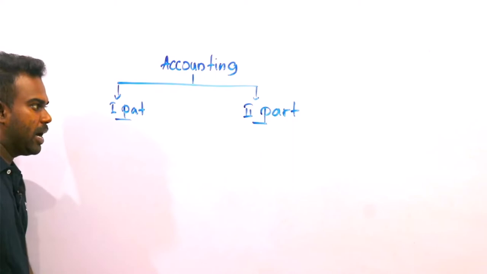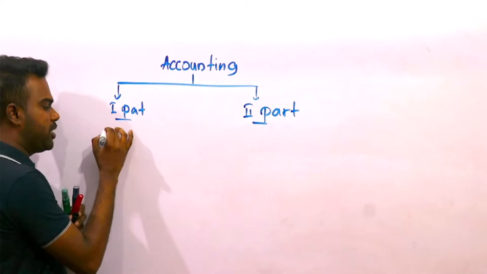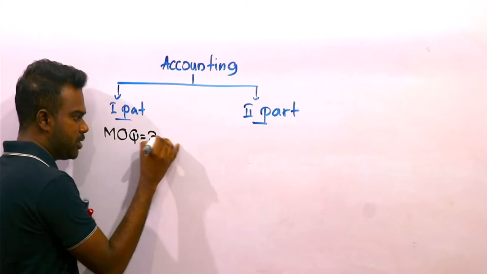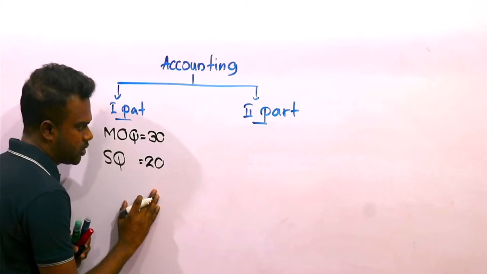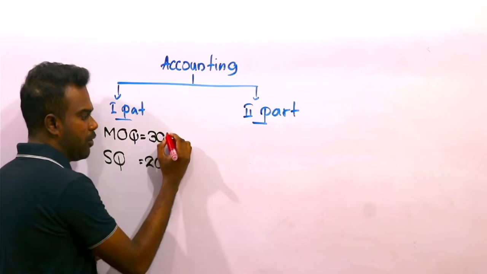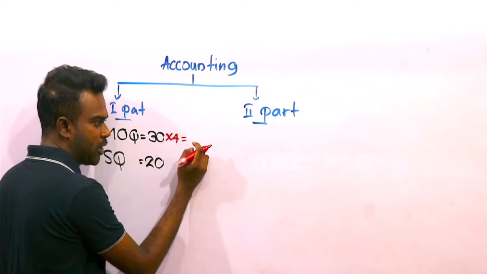In the first part there are 30 MCQs. They will test 30 MCQs, and there are short questions. There are 20 short questions. Then altogether 50 questions. So lamai, you can obtain marks like this. For the first 30 questions you can obtain 4 marks for each question. 4 marks for each question means 30 questions give how much? 120, no?